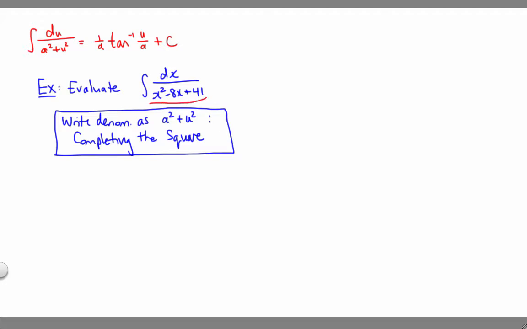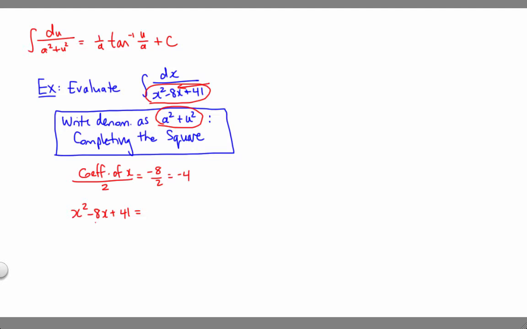We would like to take this denominator, this x squared minus 8x plus 41, and we'd like to rewrite it as a squared plus u squared. So first step to doing that is we're going to look at the coefficient of x, and we're going to divide that coefficient by 2. So right now if we look at the coefficient of x, it's -8. If we divide that by 2, we get -4.